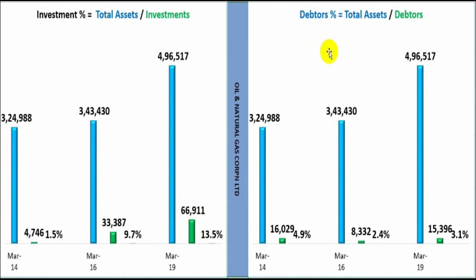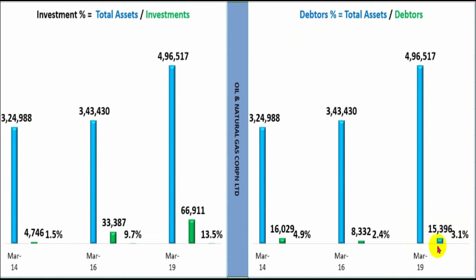Let us look at the debtors percentage. This ratio would tell us how much of the total assets are to be collected from the debtors, or how much the debtors are still to pay to the company. Here we don't want the percentage to exceed 30. So in March 19, only 3.1% of the total assets, around 15,000 crores, was money to be collected from debtors.